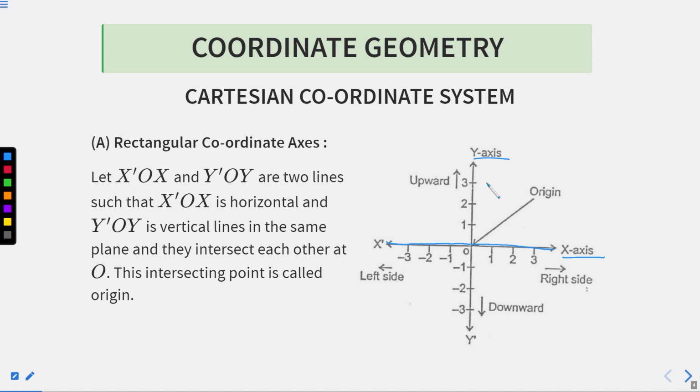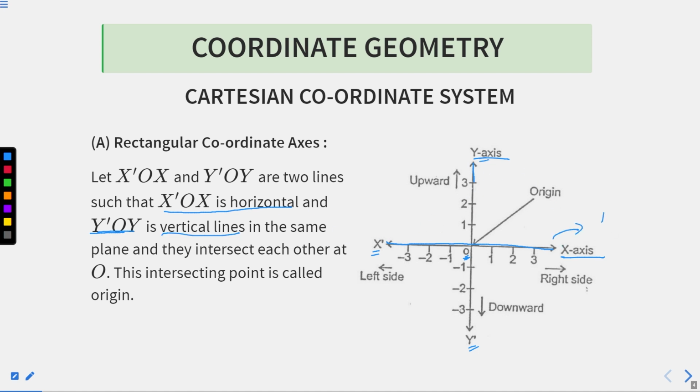This one is called the x-axis, and this one, the vertical line, is called the y-axis. Okay, clear? So the horizontal line x dash ox, x'Ox, is the horizontal line, and the vertical line y dash oy, y'Oy, is our vertical line.